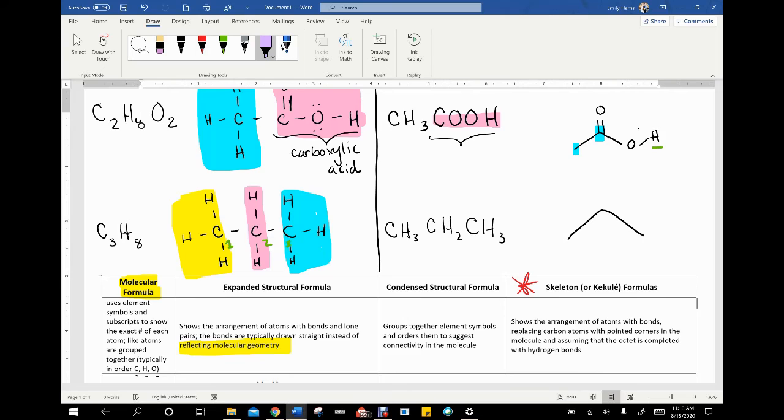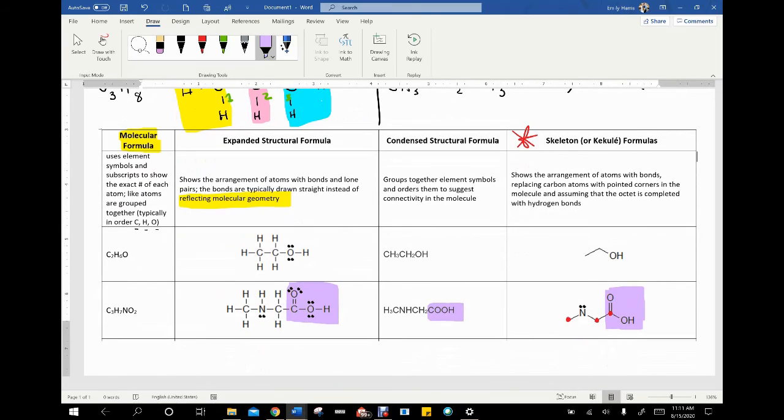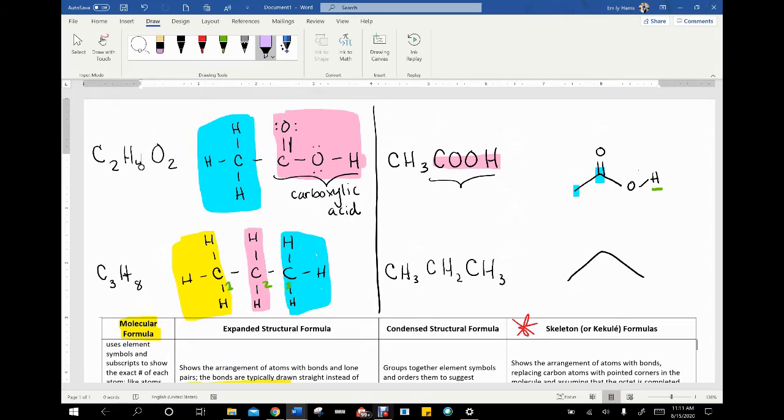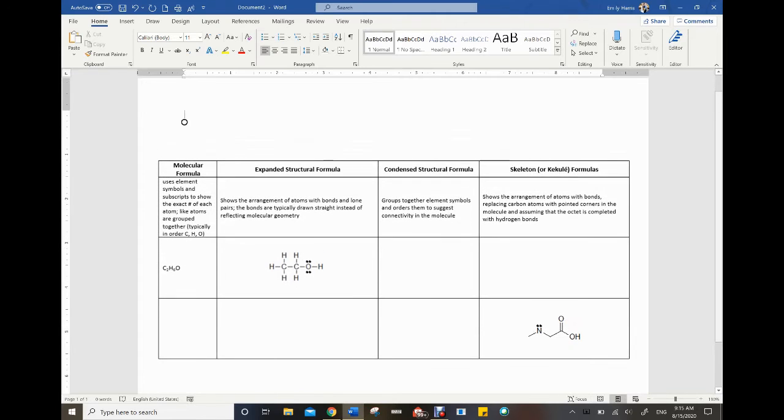I'm now going to walk you through the examples on the first 2 rows of examples on your chart, and then we'll get you on your way. So let's walk through these first 2 examples in your chart right quick, and then we'll let you be on your way. So we've got our 4 conventions: molecular formula, expanded structural formula, condensed structural formula, and the skeleton or Kekule formula.